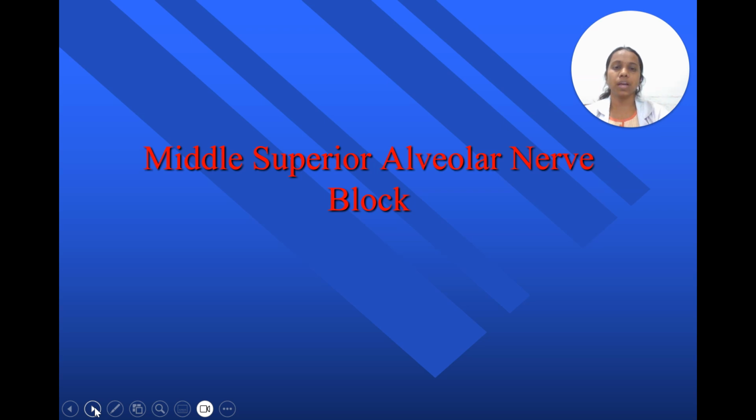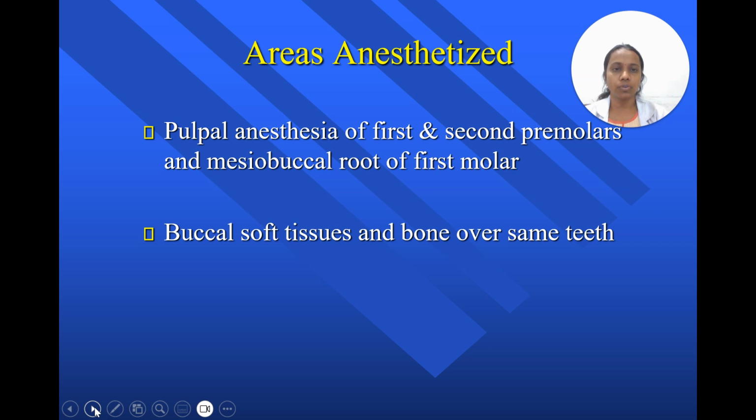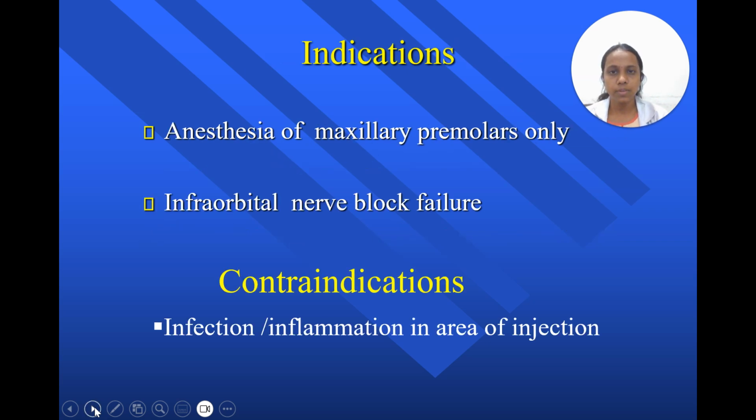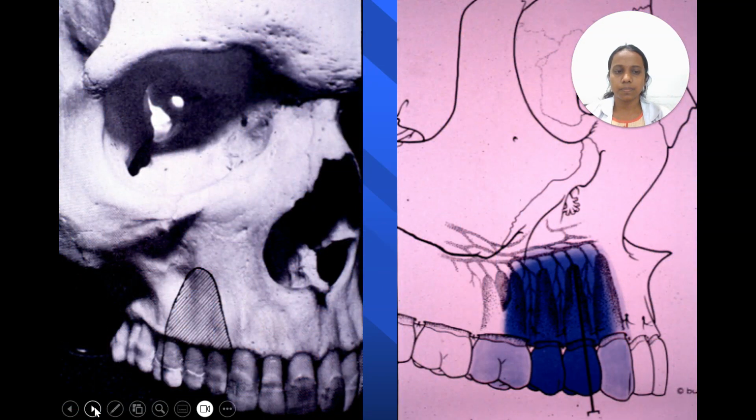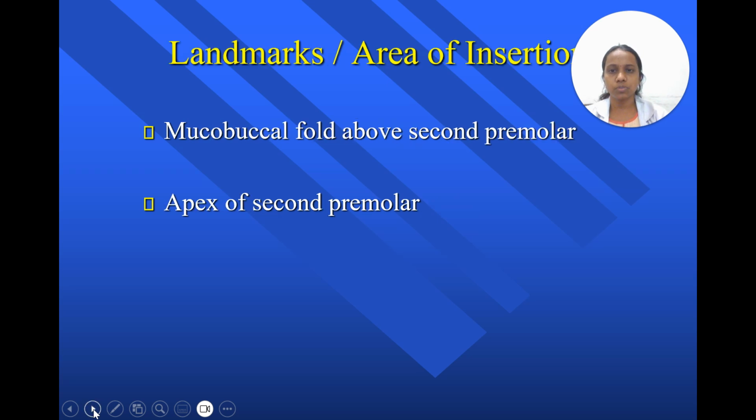Next, moving on to the middle superior alveolar nerve block. The middle superior alveolar nerve supplies the pulp of the first and second premolars along with the mesiobuccal root of the first molar, and the buccal soft tissues and bone overlying these teeth. Indication is anesthesia of the maxillary premolars only, and infraorbital nerve block failure. Contraindication is infection and inflammation in the area of injection. The area anesthetized is the premolars and the mesiobuccal root of the first molar. The advantage of this is it minimizes the injection and the volume of the solution.